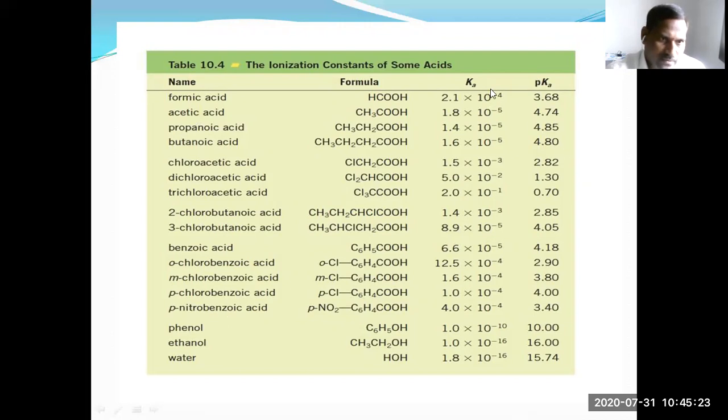So some acids are there with their Ka values and pKa values. So when pKa is less, the acidic nature is more. Compared to water, phenol is more acidic. Formic acid is more acidic than acetic acid, than propanoic acid, butanoic acid, like this.